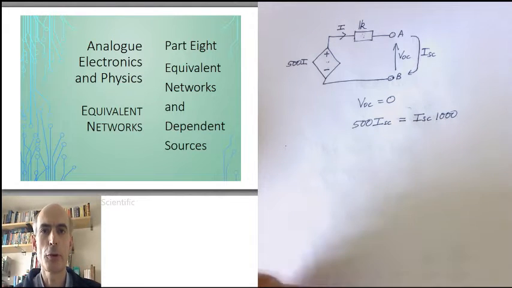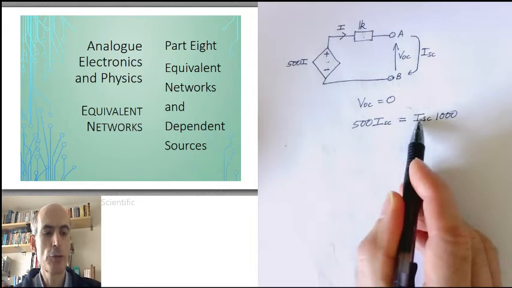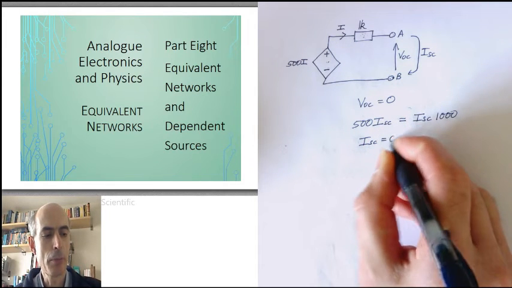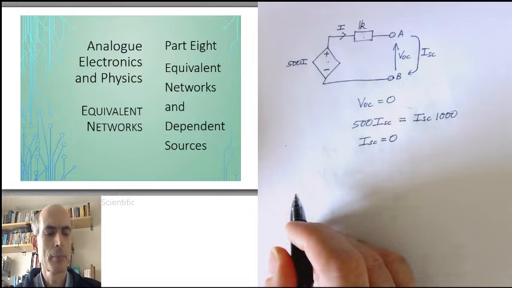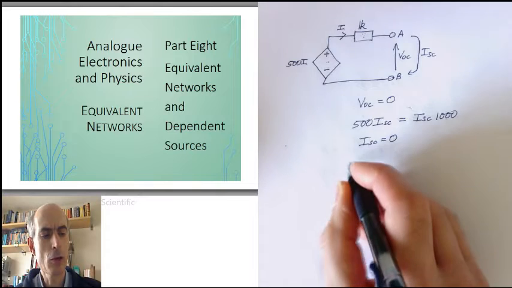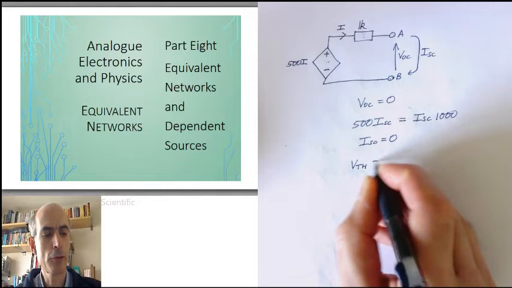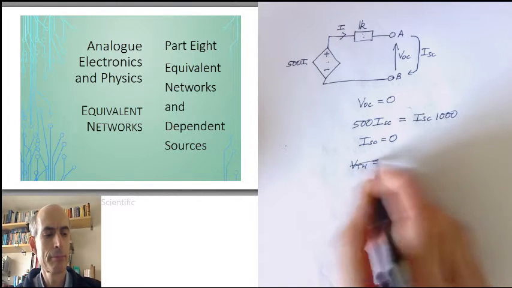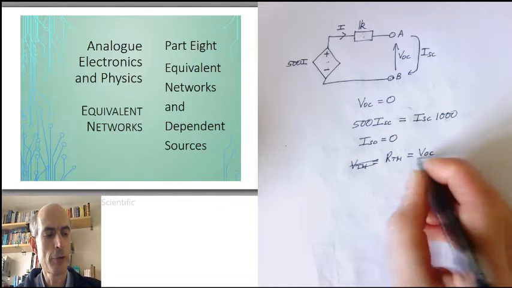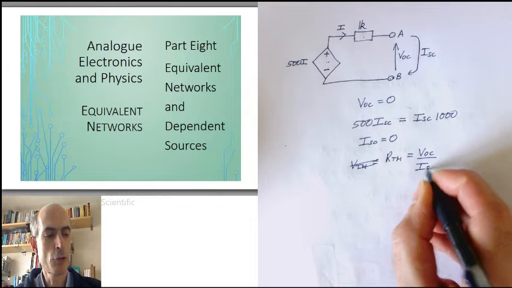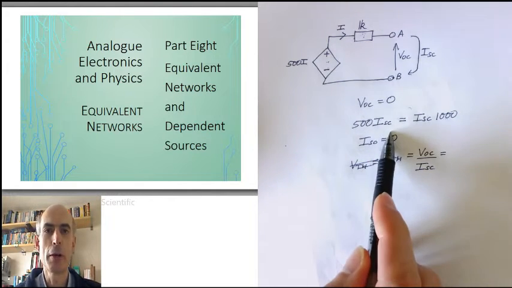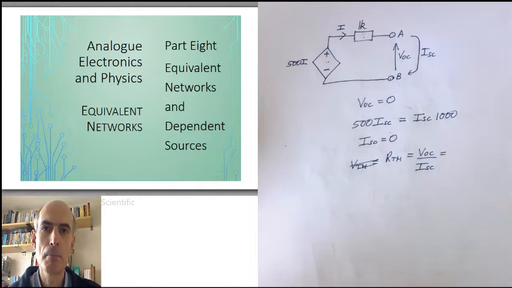And now you can see that we've got a problem. The only solution to this is that the short circuit current is 0. But if the short circuit current is 0, then we can't work out the Thevenin equivalent resistance. Because the Thevenin equivalent resistance is the open circuit voltage divided by the short circuit current, and that would require me to divide 0 by 0, and I can't.